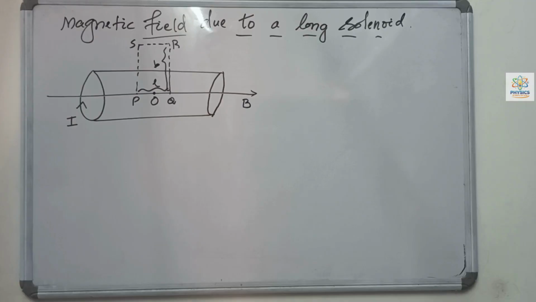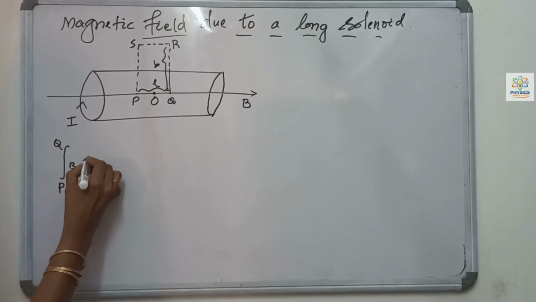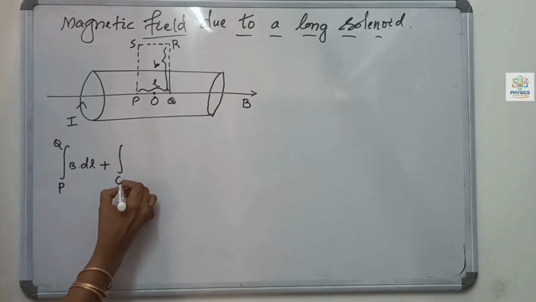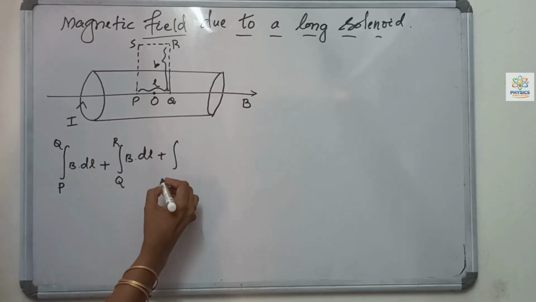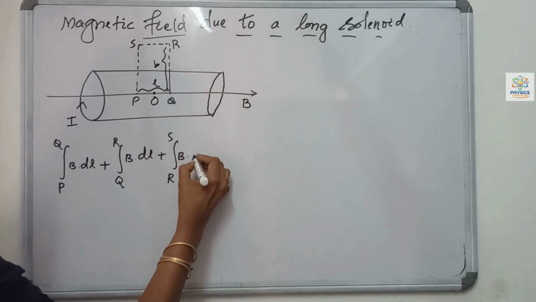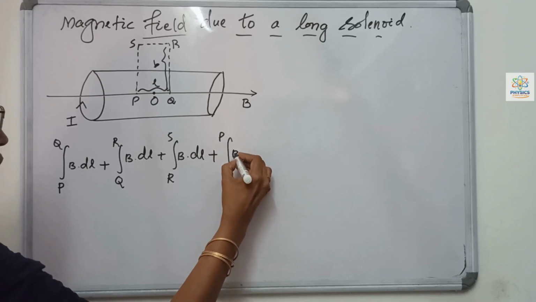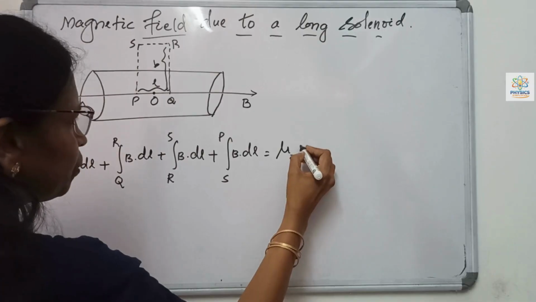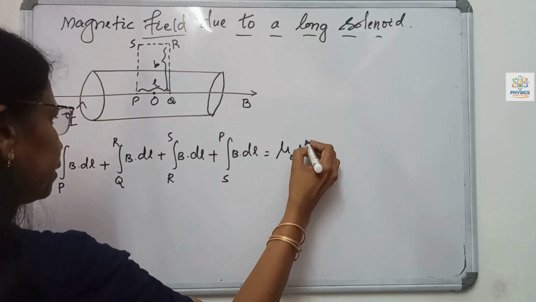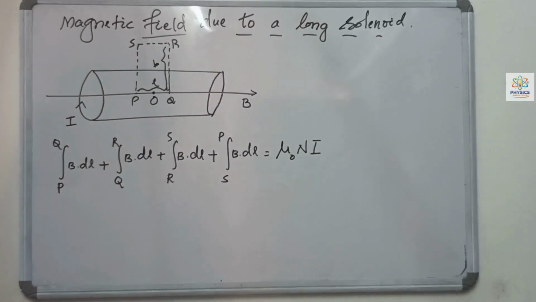According to Ampere's Circuital theorem, we write integral P to Q B dot dl plus integral Q to R B dot dl plus integral R to S B dot dl plus integral S to P B dot dl, which is equal to mu 0 times the total current. Here N is the number of turns, so we can write it as mu 0 N I.